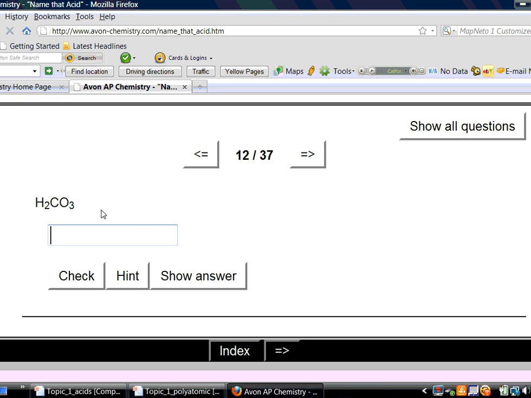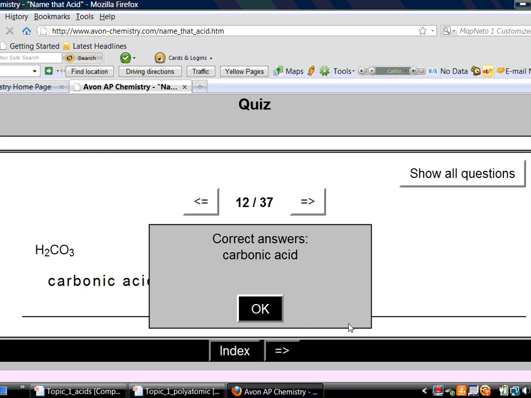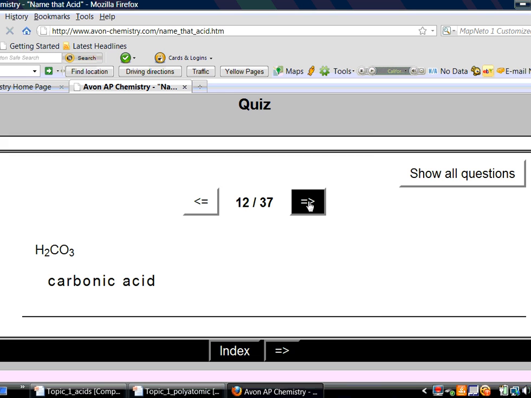Okay, take a look at this one, try to name it. Hopefully you recognize that we do have one of our 10 polyatomics, carbonate. Drop the ate, call it carbonic acid. It's a very weak acid that's in your drinking water. Carbonic acid. We'll talk about how carbonic acid's formed later.